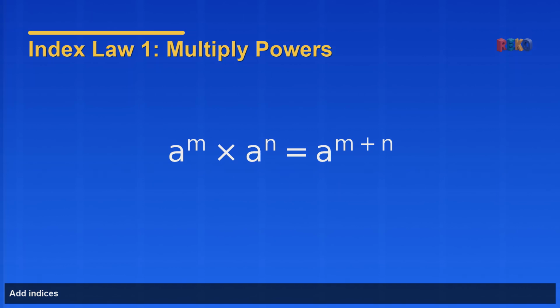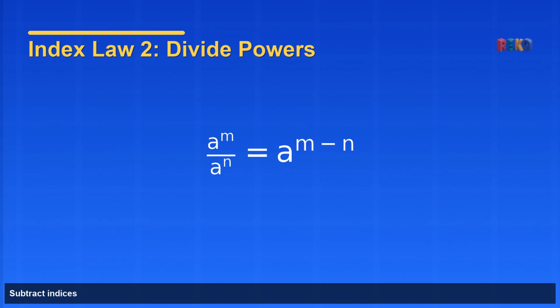When dividing powers with the same base, we subtract the indices because we are canceling out factors that appear on both the top and the bottom. For example, a to the power of 5 divided by a squared means 5 factors of a on top and 2 on the bottom. 2 of them cancel out, leaving 3 factors of a, which is a to the power of 3. This shows why we subtract the exponents when dividing powers of the same base.